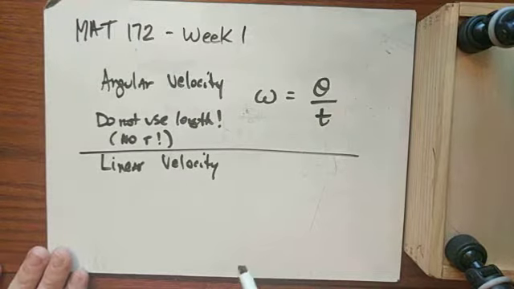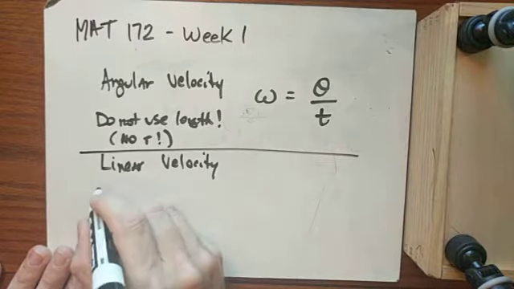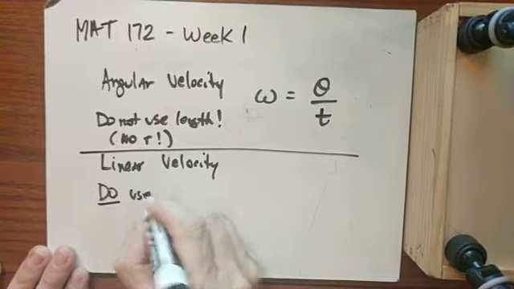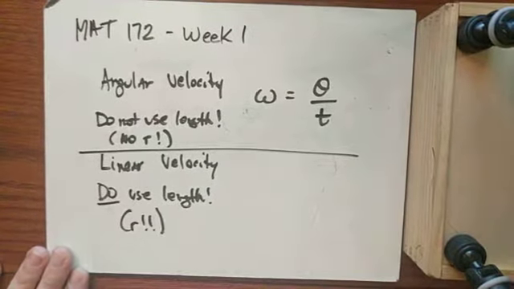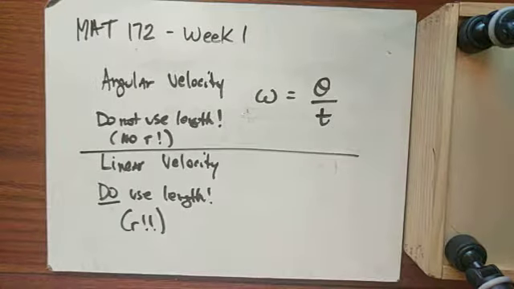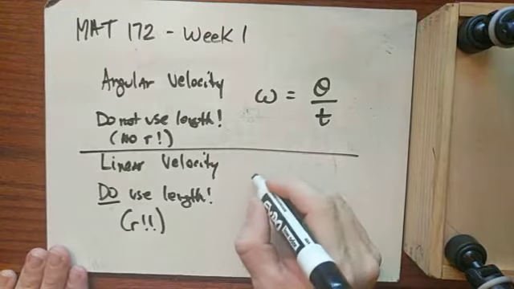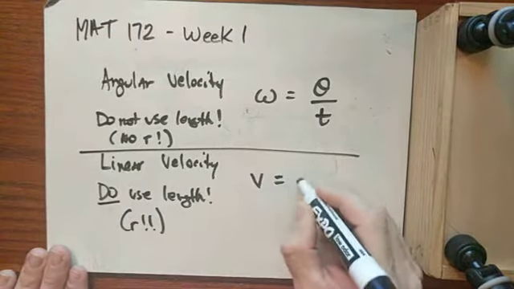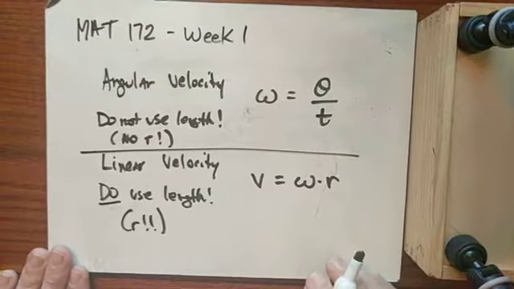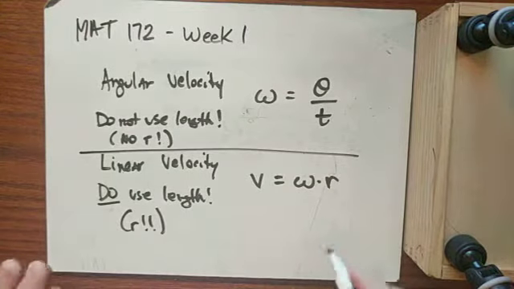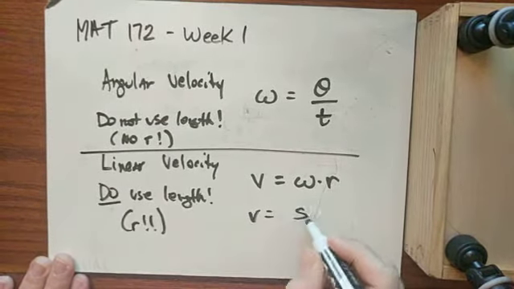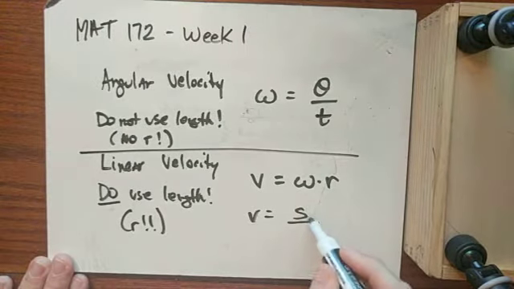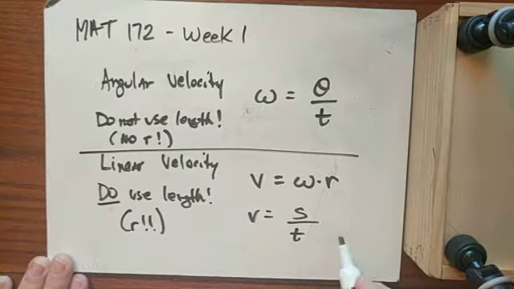Okay, linear velocity, you do cover distance. You do use length. So you use r here. Okay, so the way that we do that is, for linear velocity, we take this omega and multiply it by the radius of the circle. So what we want to do there is take the length of the arc and figure out how many length units we can cover in that span of time.